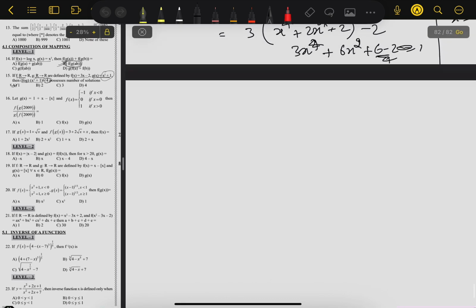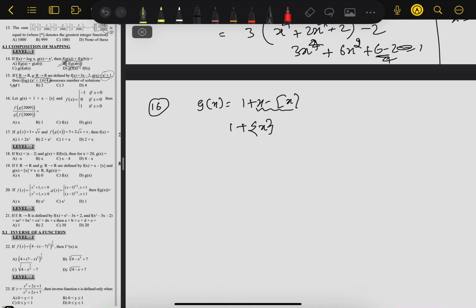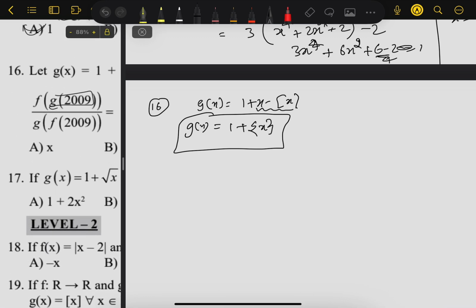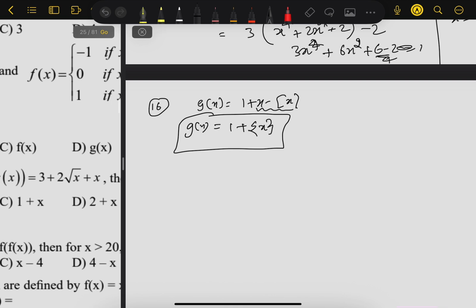Now question number 16. So here g of x equals to 1 plus x minus this one. So this you can write down 1 plus. Actually this expression can also be written as g of x, 1 plus fractional part of x. So here we need to find g of 2009. Then the value of g of 2009 you need to put in f of x. So here f of x is equals to this one.